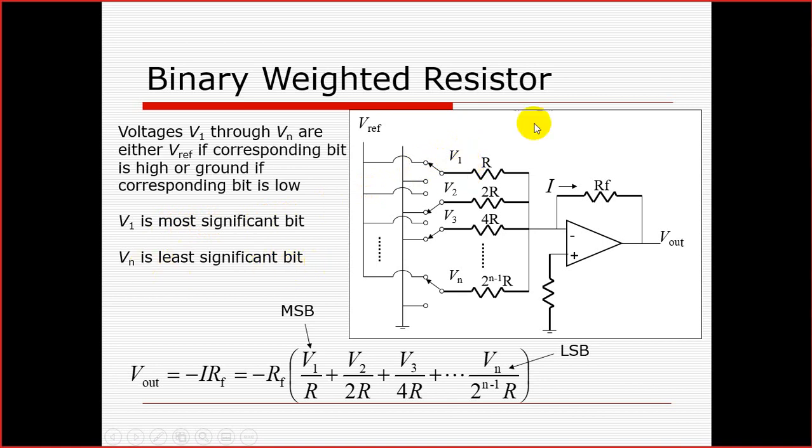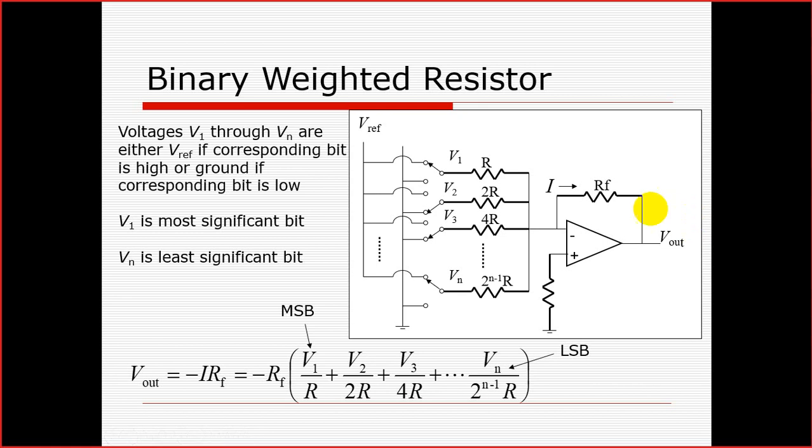So if you have a bit pattern like 1, 0, 0, 1, then 1 will come over here, then 0, 0, then 1. That means 1 means you will connect to V reference, and 0 means you will connect to the ground. So in the picture, it is 1, 0, 0, 1. You are giving 1001 and you get the analog output.